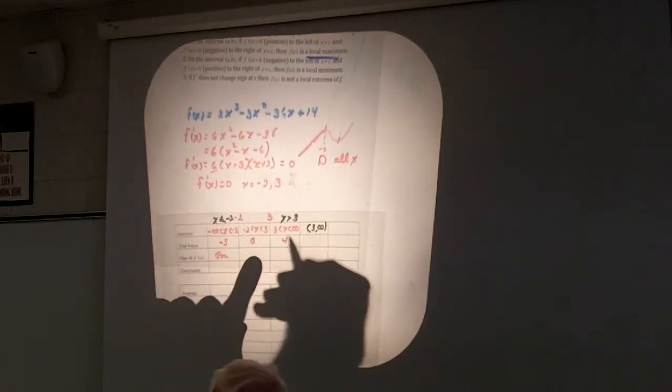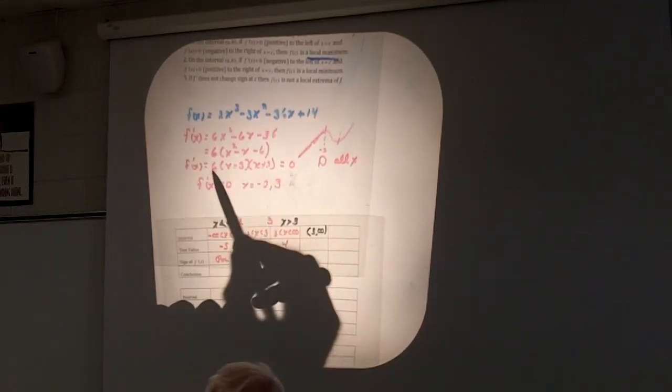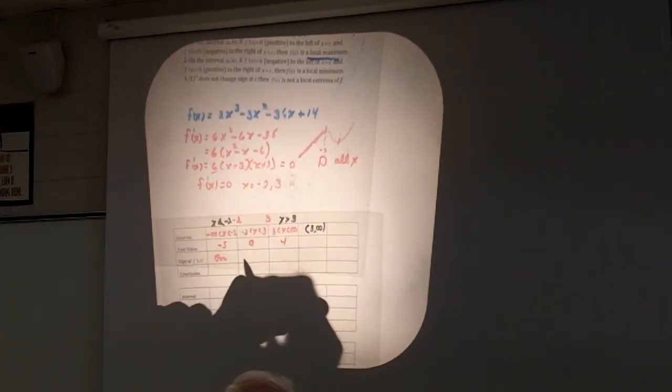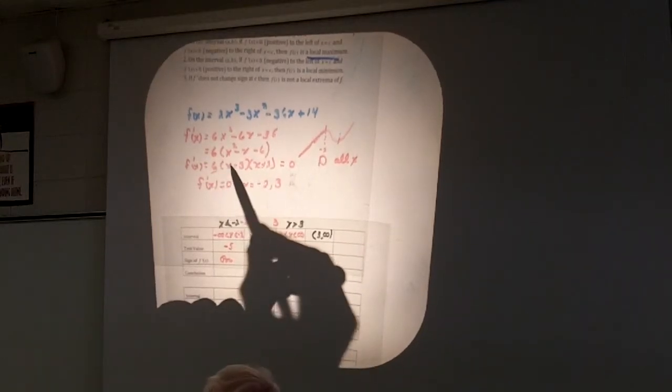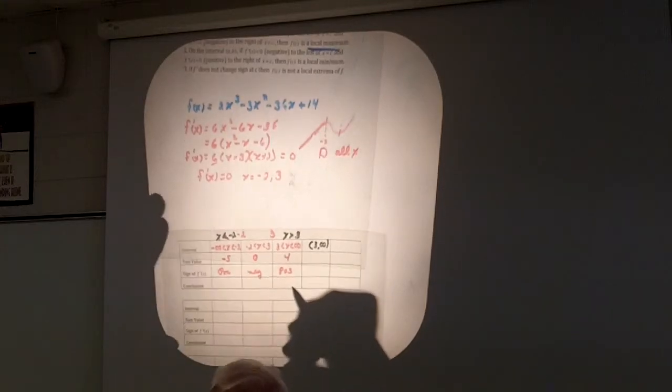Now, put a 0 in here. And that turns out to be, this is going to be positive, that's negative, and that's positive, right? So this is going to be negative. Now put a 4, that's positive, positive, and positive. So it's positive. Now, yes?